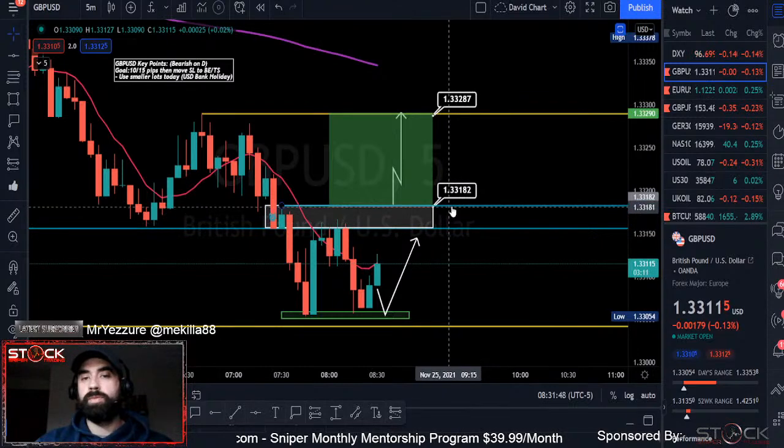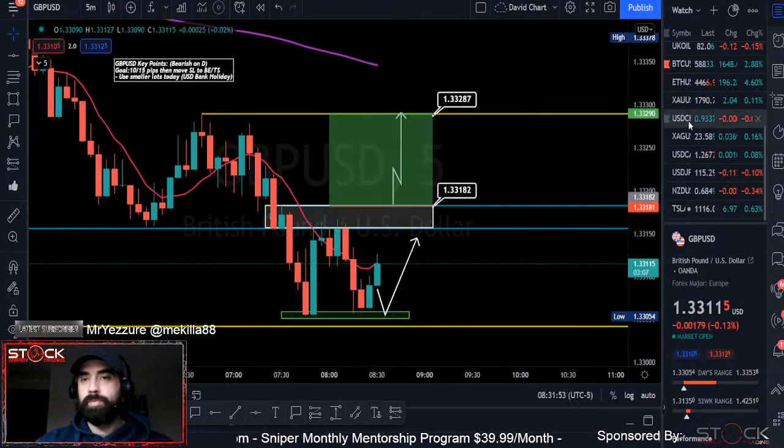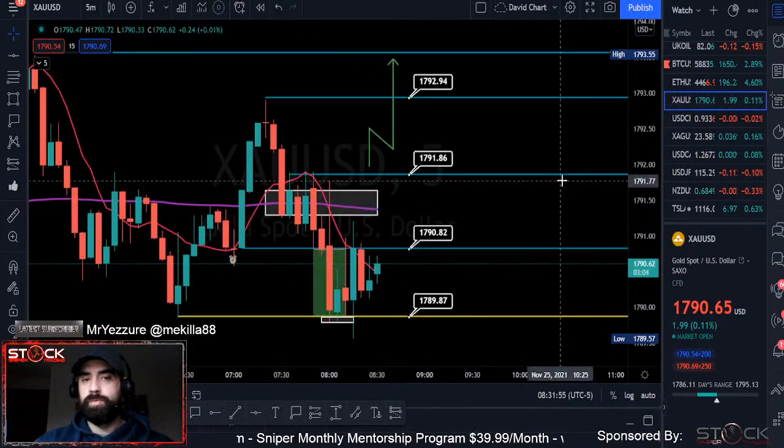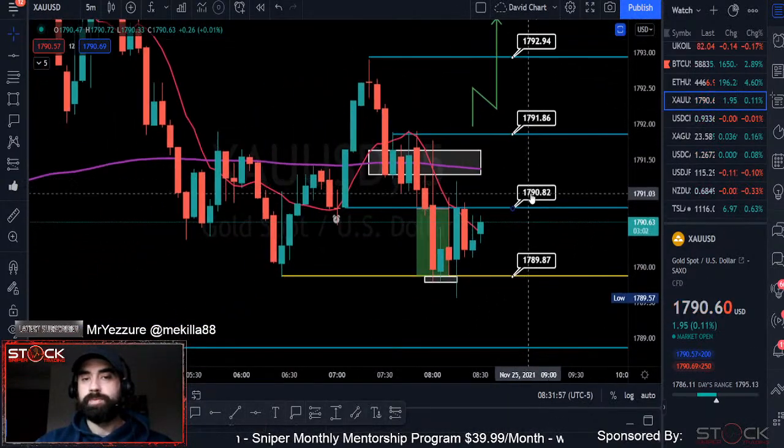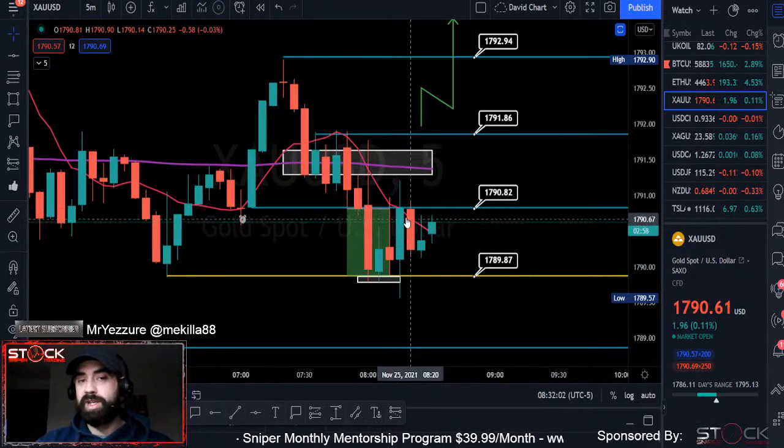Okay, so we'll leave this alone. Have the alarm there. Let's check out gold. Look at this, guys. Look at that push-pull movement on gold. Still no direction. So if you guys were even in on that sell from the beginning, it's still down there.